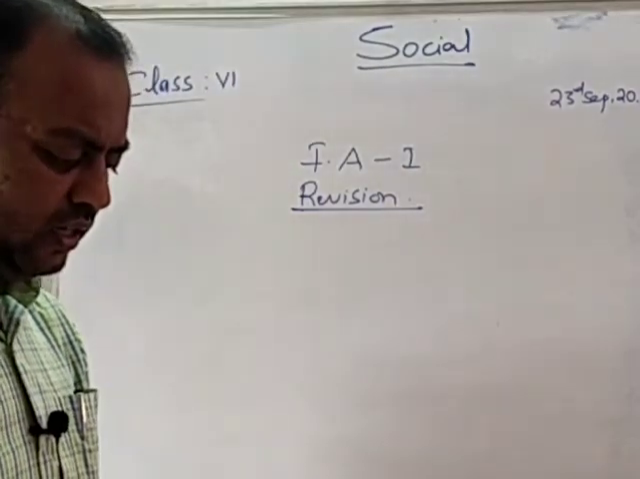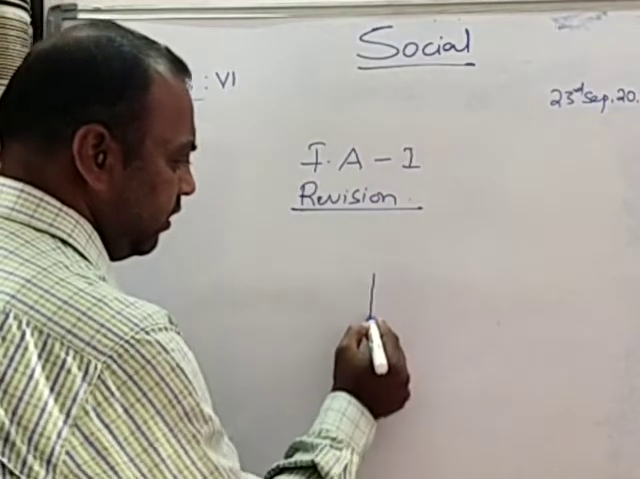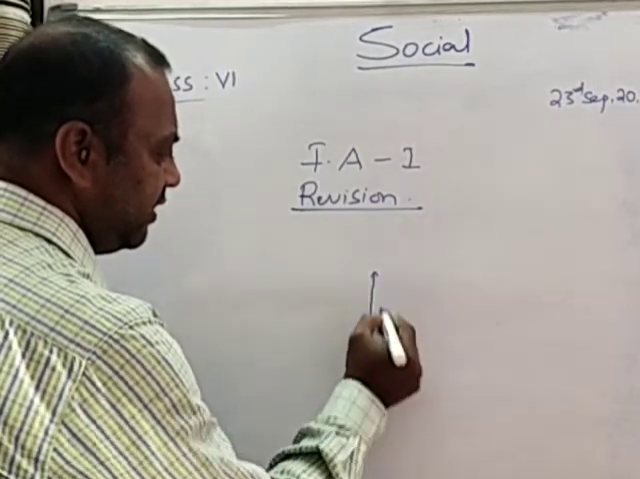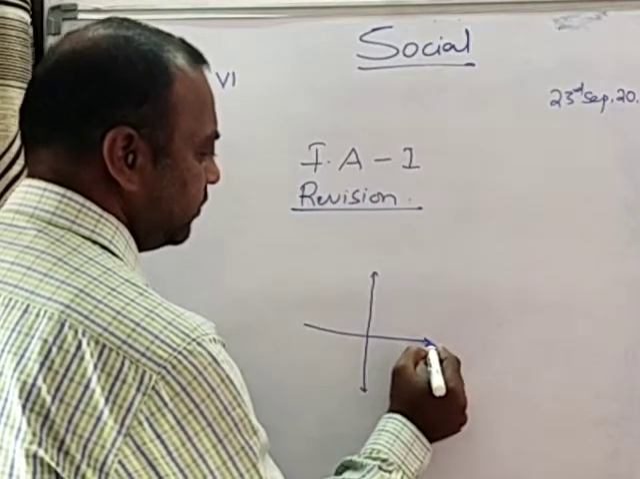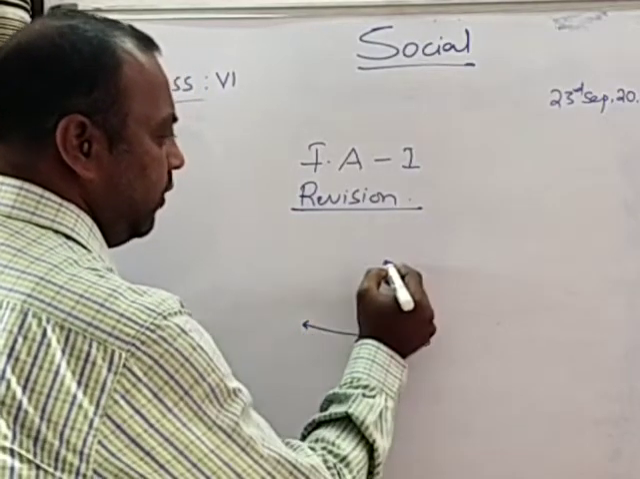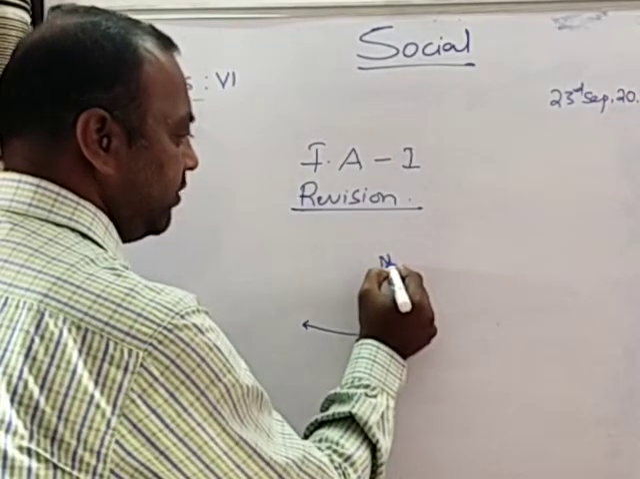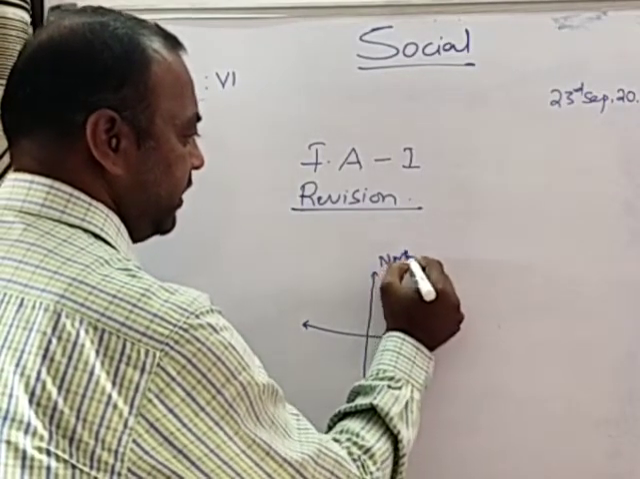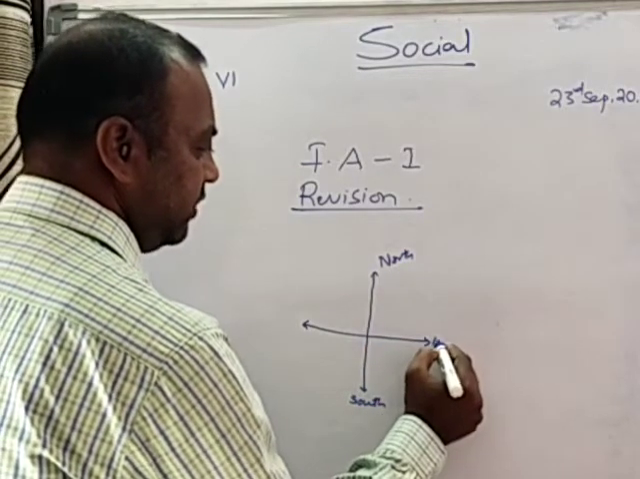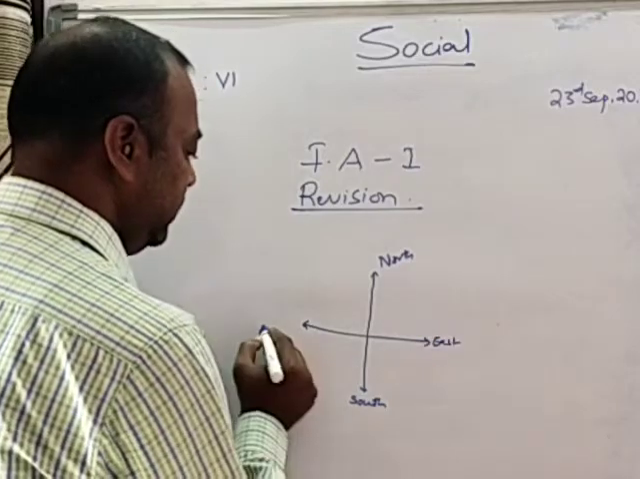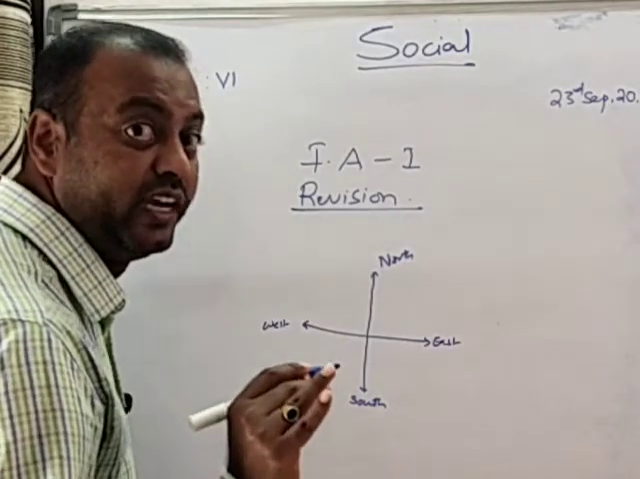First of all, we shall learn about the directions. So see, how many directions are there, children? Basically 4 directions are there. What are they? Always in a map, north will be on the top. This is called north. Okay, do not forget it, it is north. And this is south. This is east. This is west. These are the directions.